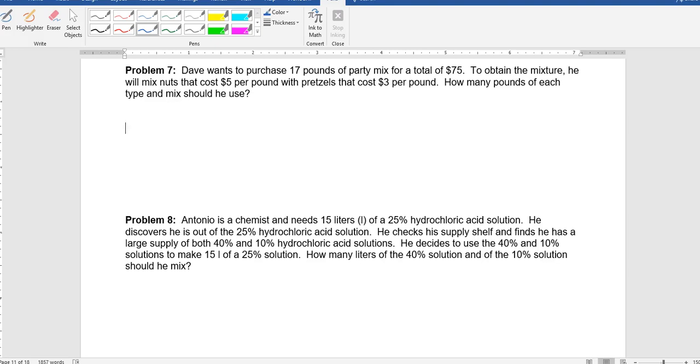Hi everyone. I'm going to go ahead and go over problem 7 and problem 8 for the class notes. The key thing to this is the setup, and this is part of the section on systems of equations. What we're looking for is two equations with two unknowns, and then we can use a method that we learned last night, Tuesday night, to solve these problems.